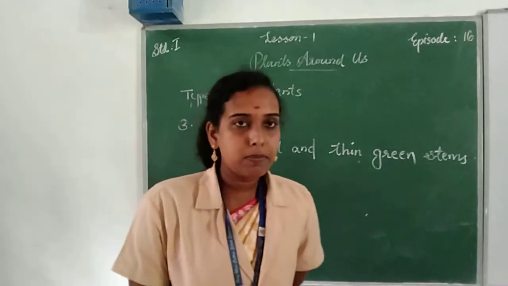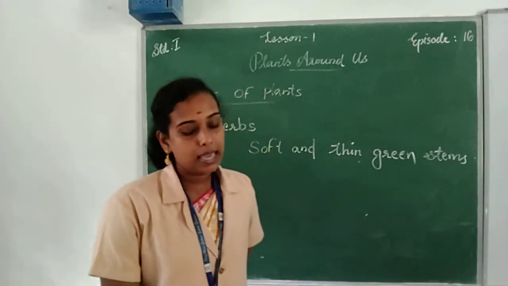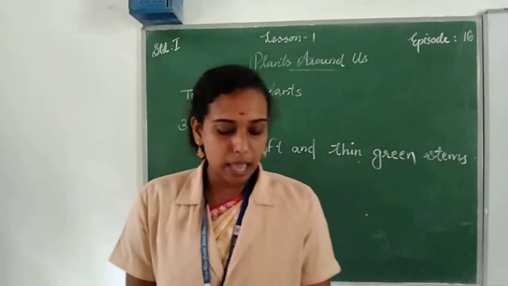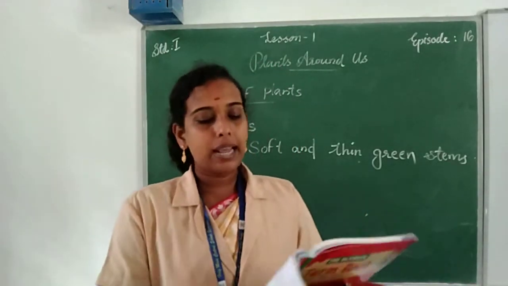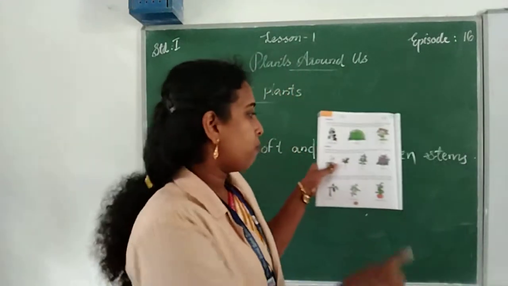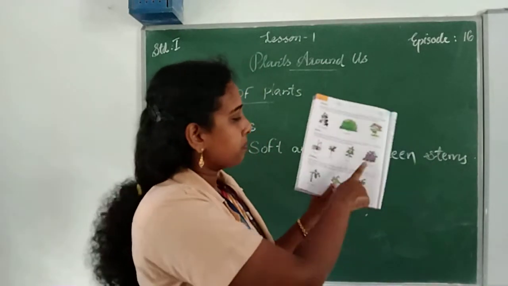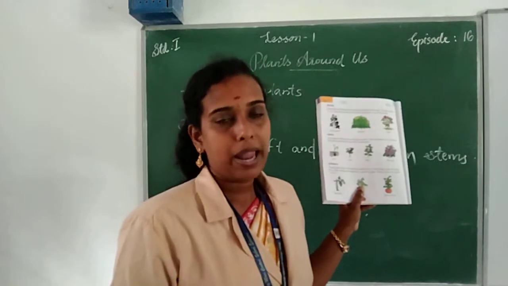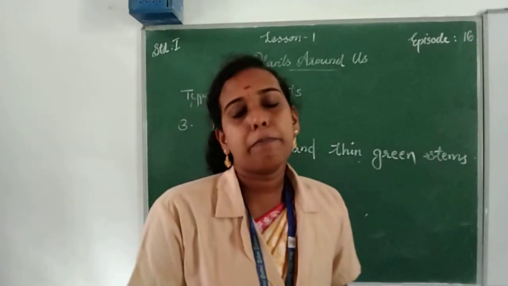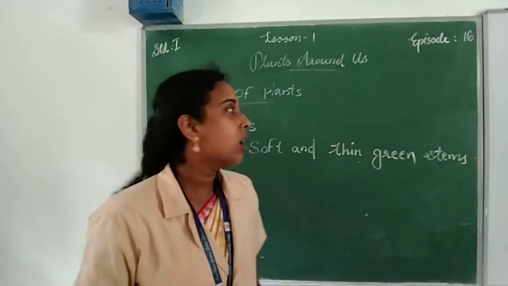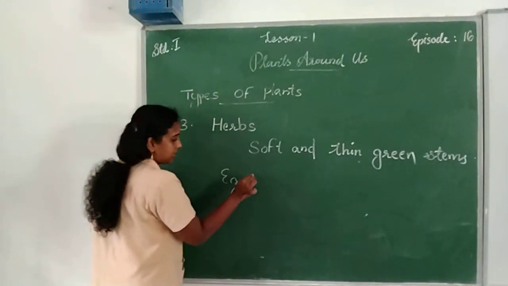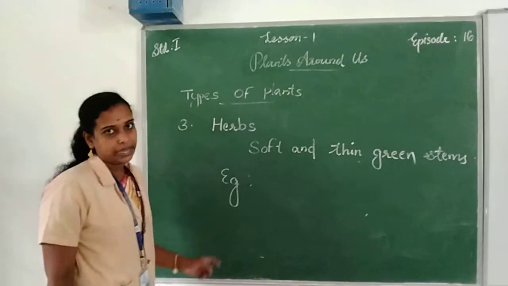Examples of herbs are rice, tulsi, mint and petunia. Petunia is a type of flower plant, and here is a picture of petunia. Look at your textbook and identify the plant. So rice and petunia are examples for herbs, and tulsi is also an example of herbs.